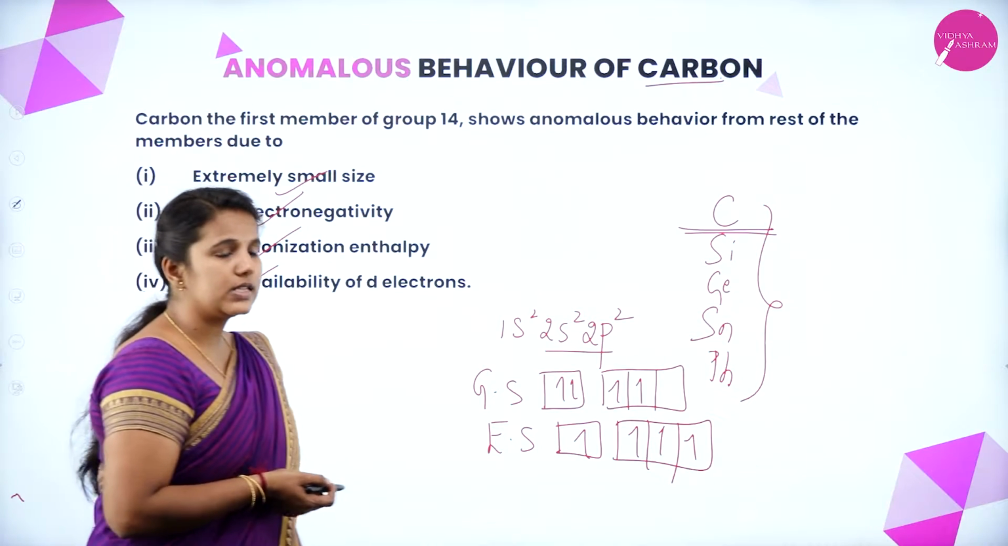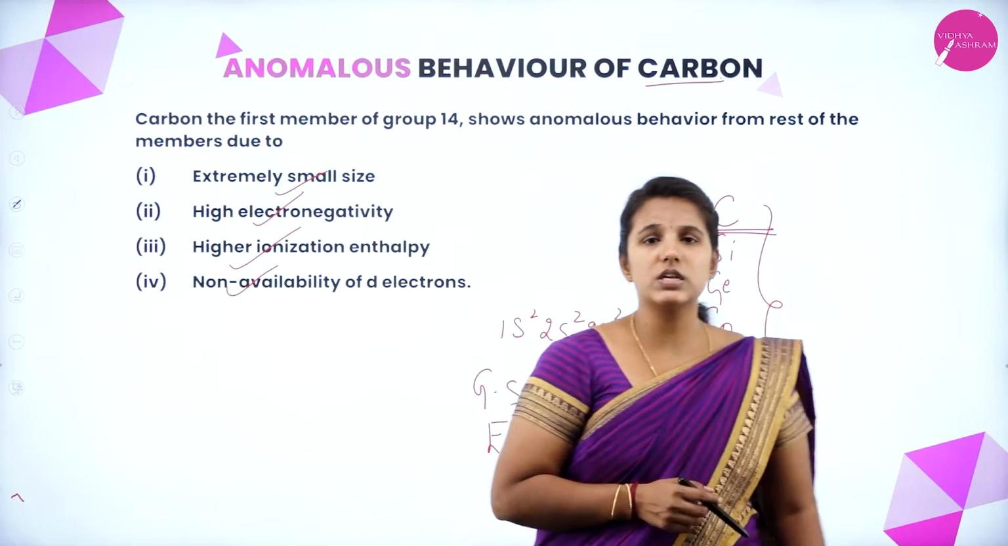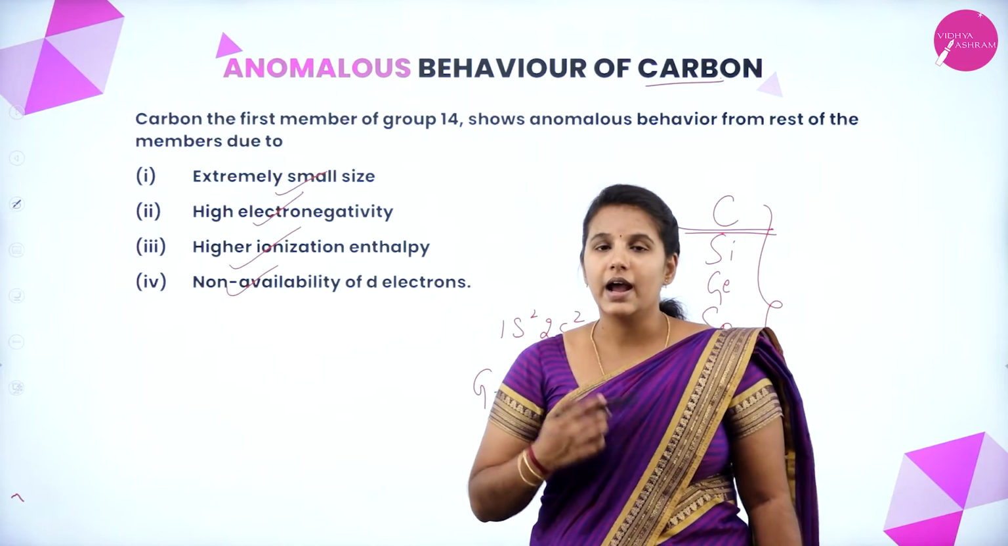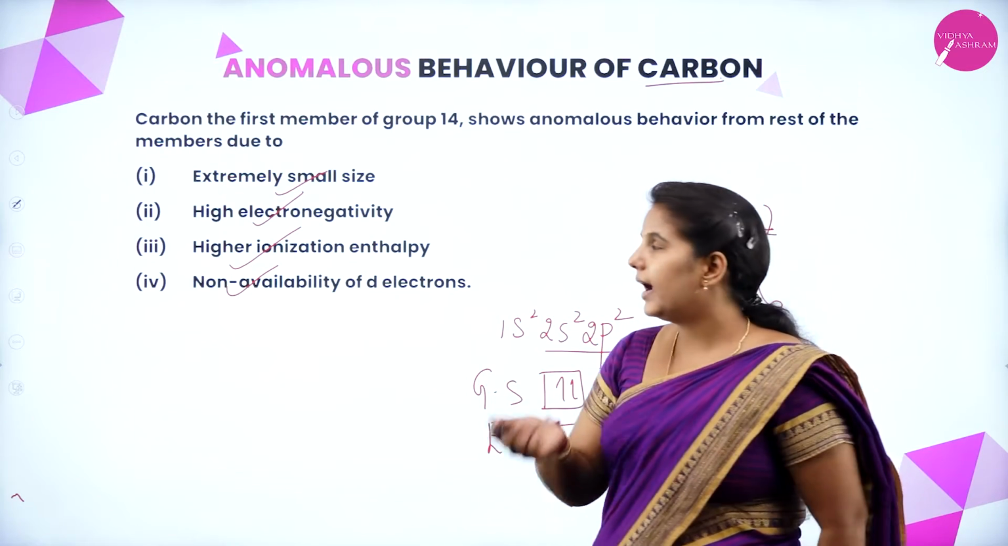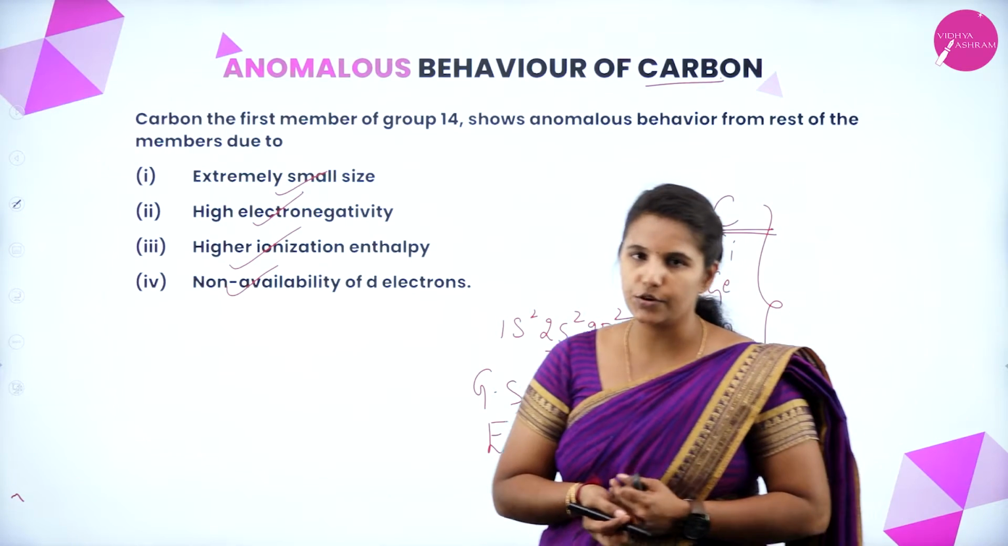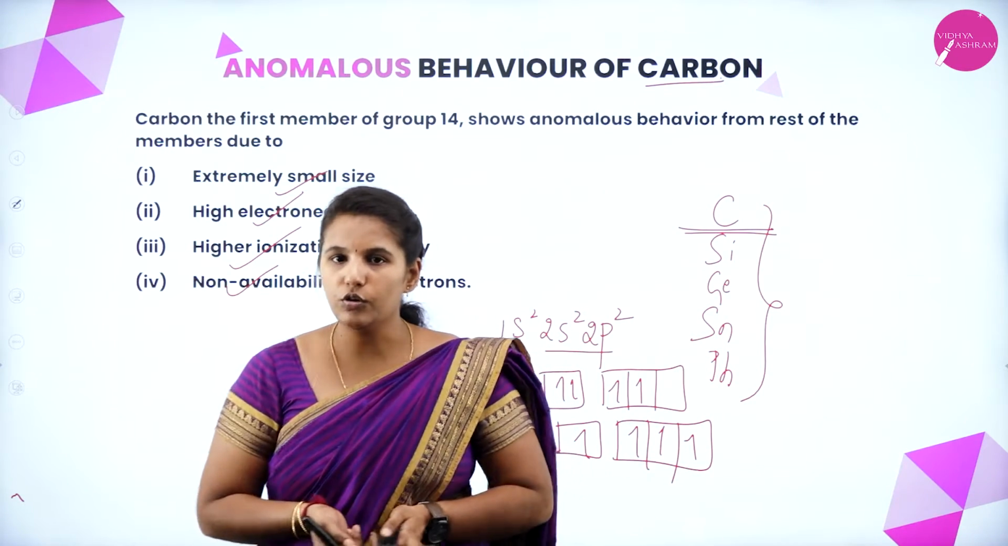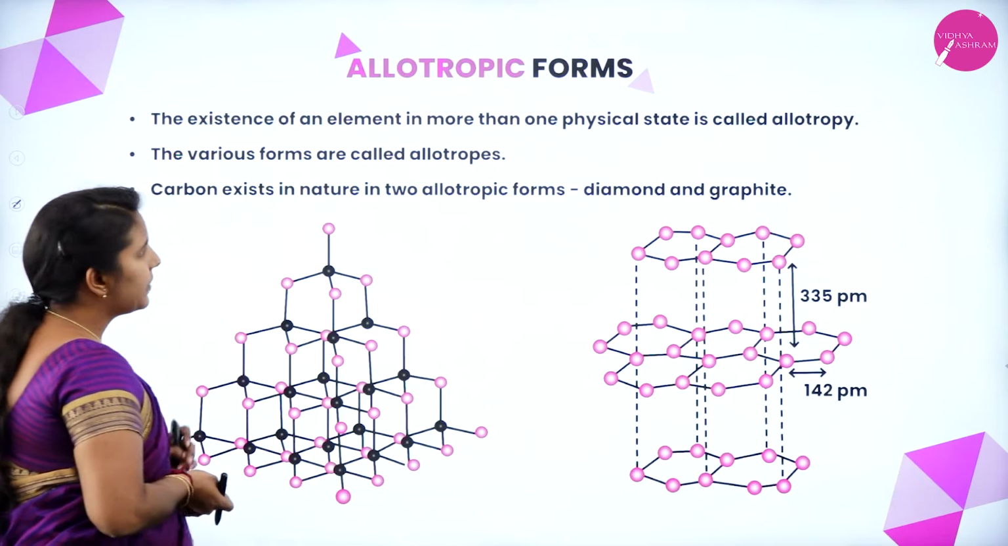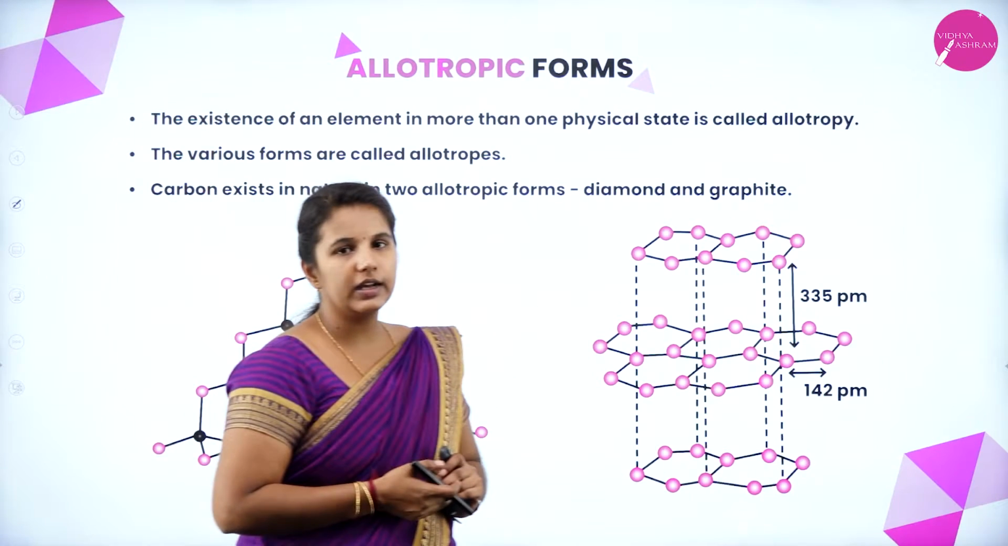That is the only reason why carbon, even though it is very small in size and has high electronegativity and high ionization enthalpy, looks different from the rest of the elements in its group 14 members. Next we have allotropic forms of carbon.